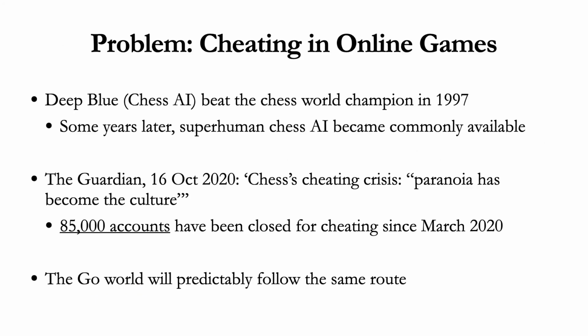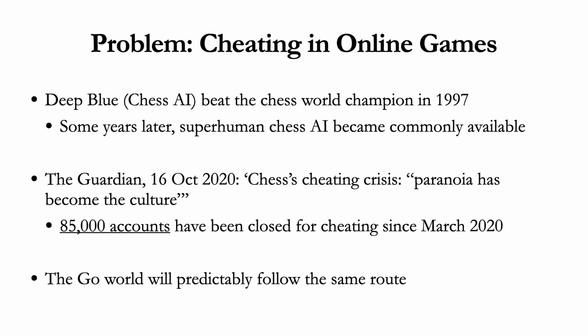The Go world is right now in a similar situation as the chess world was 20 years ago, when the chess AI Deep Blue first defeated world champion Garry Kasparov. Afterwards, superhuman chess AIs gradually became available for everybody. This was great news to anybody who wanted to study the game, but at the same time it created a new problem. People started using chess AIs to cheat in online games and tournaments.